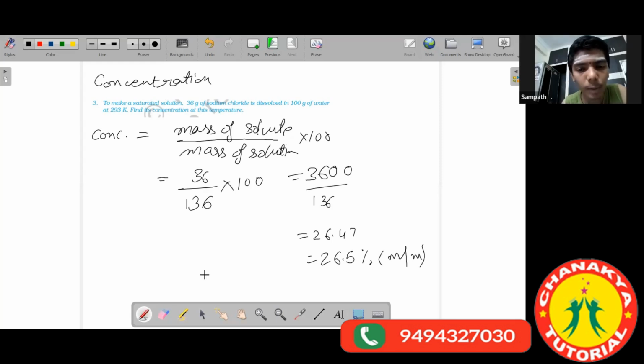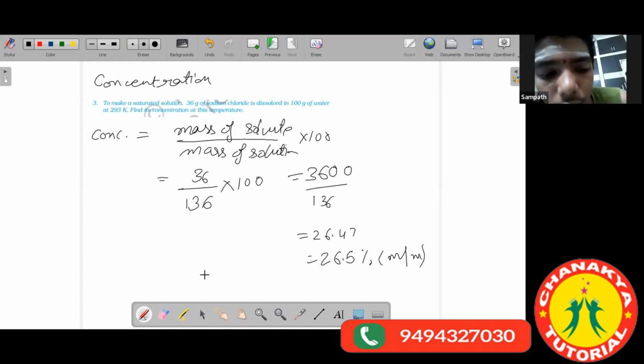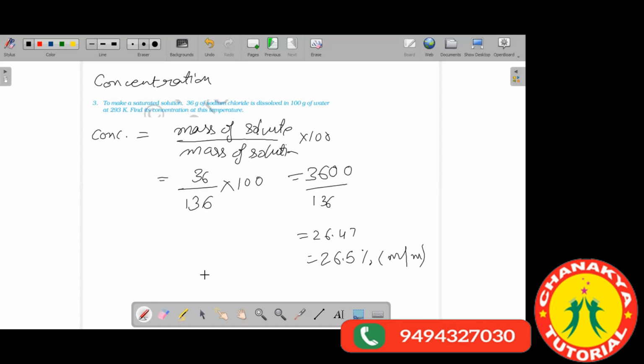Sir, there is no need to substitute the temperature when it's given. No, no need to put the temperature. See why the temperature is given. It's given for the solubility. The solubility of a substance in water is a function of temperature also. If you increase the temperature, the solubility increases. Okay, sir. So that is just as a fact, it has been given that it is made at 293 Kelvin.